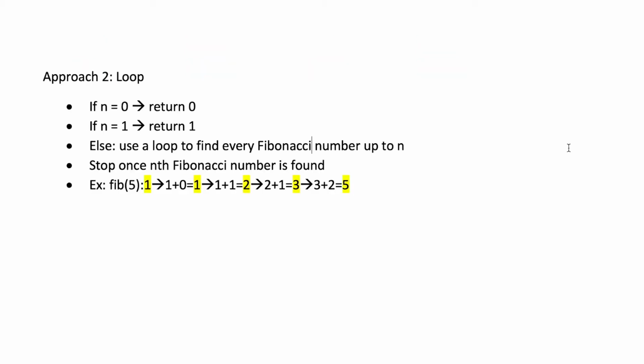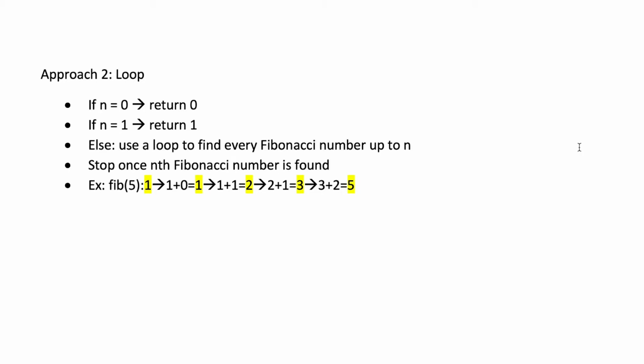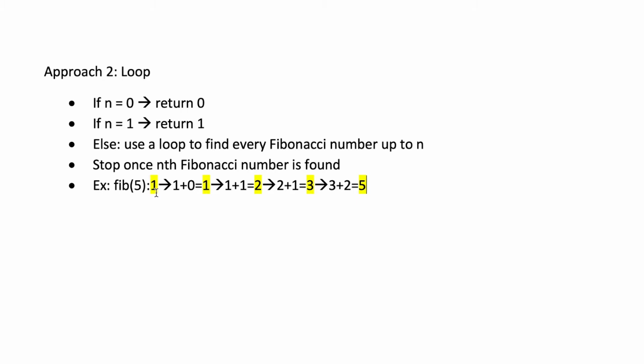Now, a better approach to solve this problem is to use a loop. Once again, if n equals 0, you return 0, and if it equals 1, you return 1. However, if neither of these is true, all you have to do is use a loop to find every Fibonacci number up to n, and you simply stop once you find the nth Fibonacci number. So for example, if you were passed in 5, all you have to do is find the first 5 Fibonacci numbers in the Fibonacci sequence, which is 1, 1, 2, 3, and then 5. And you can do this with some very basic while loops or for loops and some very basic addition.